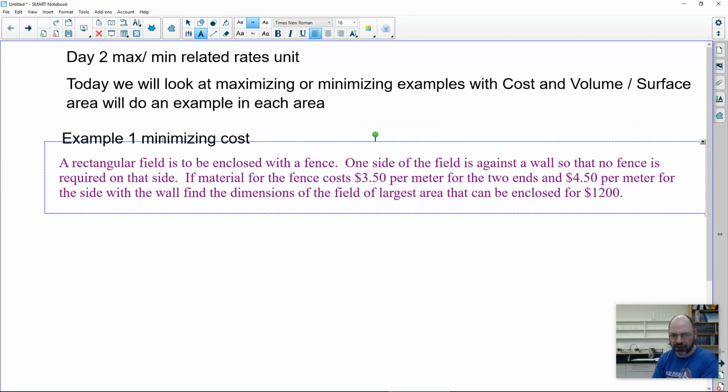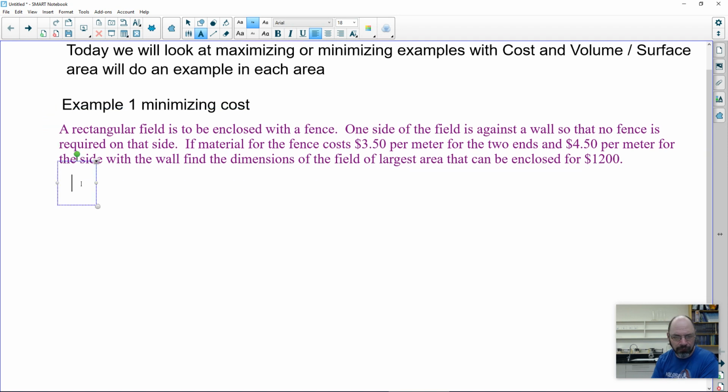So let's start off with this one here. It says a rectangular field is enclosed with a fence. On one side, the field is against a wall so that no fence is required on that side. If the material for the fence costs $3.50 per meter for the two ends and $4.50 per meter for the side that is against the wall, find the dimensions of the field with the largest area that can be enclosed for $1,200.